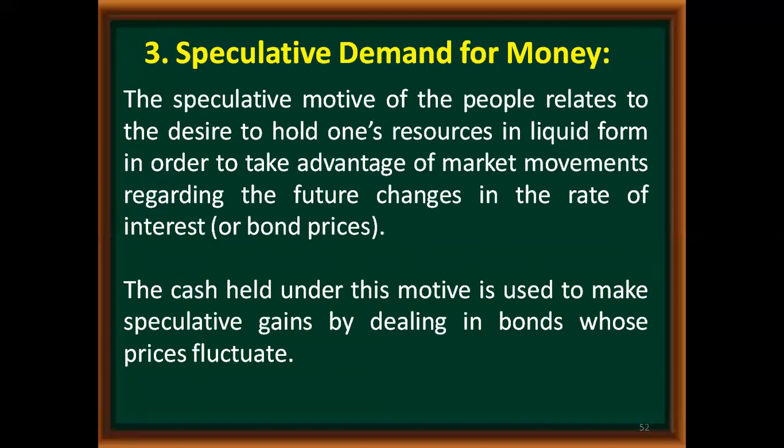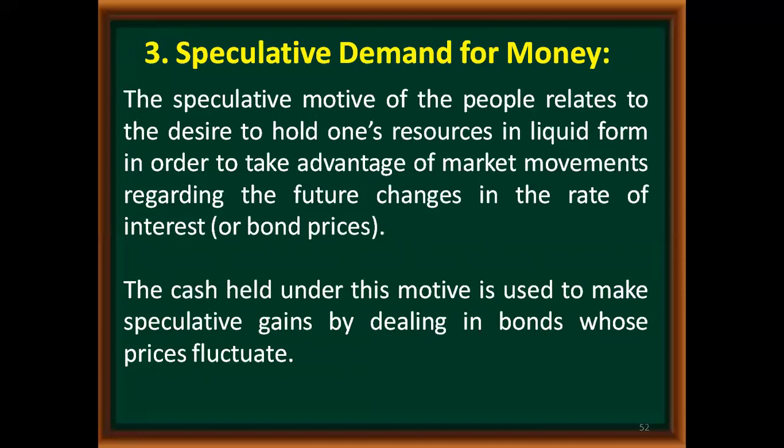The first two cases, that is your transaction and precautionary motive, are dependent on the level of income, whereas your speculative demand for money depends upon your rate of interest. That is why the first two components are clubbed together and known as L1, whereas the third component, that is your speculative demand for money, is studied separately and is known as L2. So total demand for money will be your L1 plus L2.